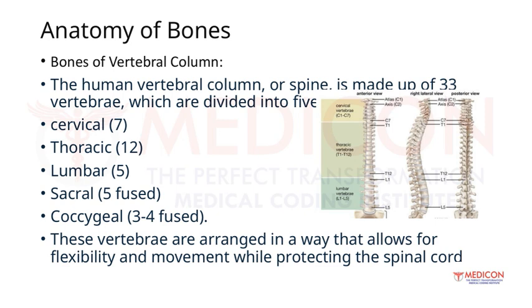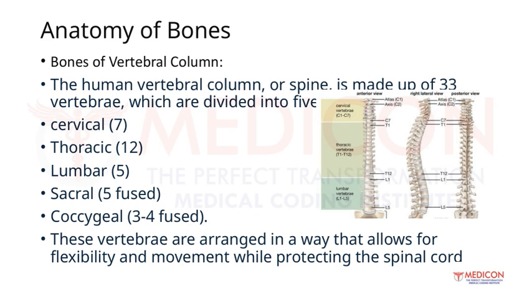The human spine, or vertebral column, is composed of 33 individual vertebrae. These vertebrae are divided into 5 distinct regions, each with its own specific characteristics and functions. Starting with the cervical region, which consists of 7 vertebrae. These are located in the neck area and are responsible for supporting the head and allowing for a wide range of head movements. Moving down, we have the thoracic region, made up of 12 vertebrae, which attach to the ribs and form part of the thorax.